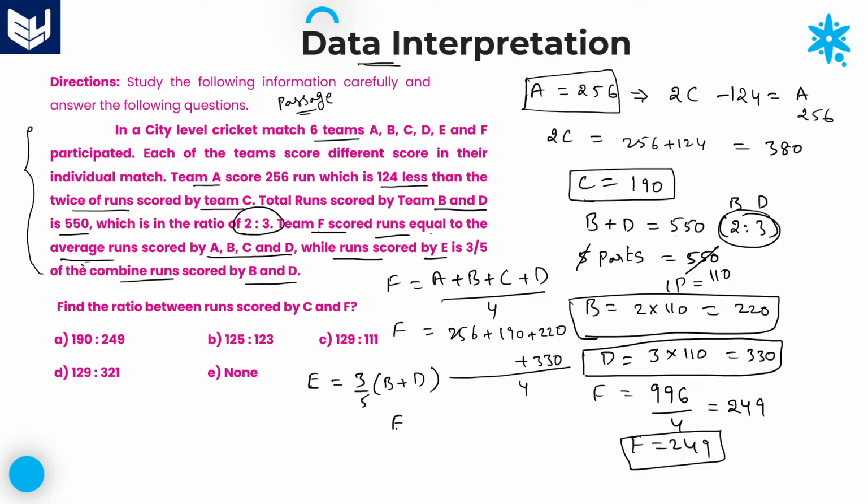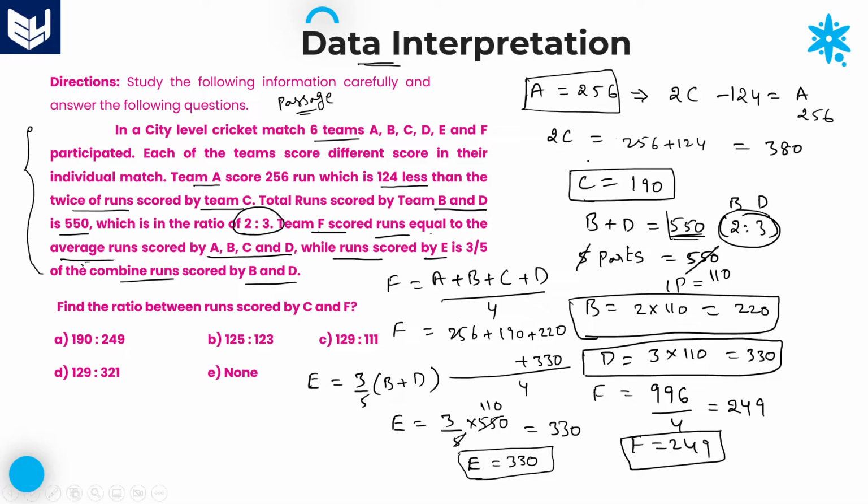So from this, E is equal to, here the B plus D value is given. What is the B plus D value? 550, right? So 3/5 of 550, which is equal to, here it is 110 into 3, that is equal to 330. The number of runs scored by team E is equal to 330.